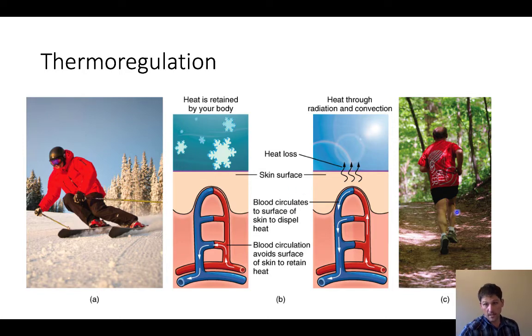Here, when it's hot out and we're outside running, trail running around in Flagstaff, we're building up a lot of body heat from our muscles moving. We want to increase the blood flow to our skin surface and allow it to be lost through radiation and convection.